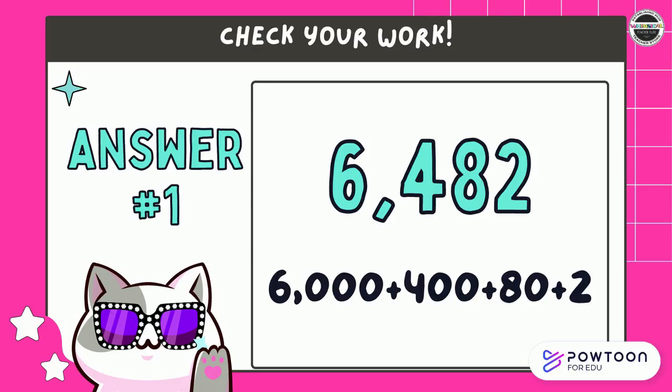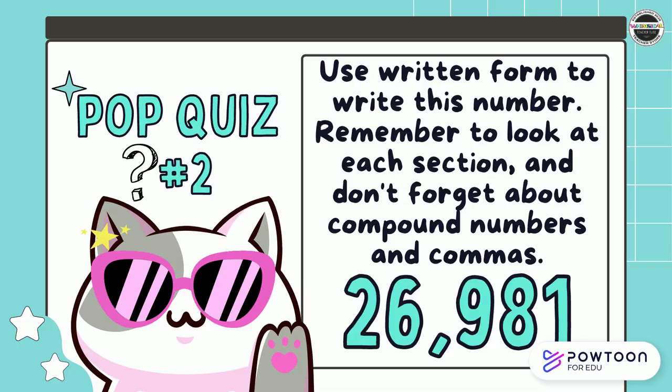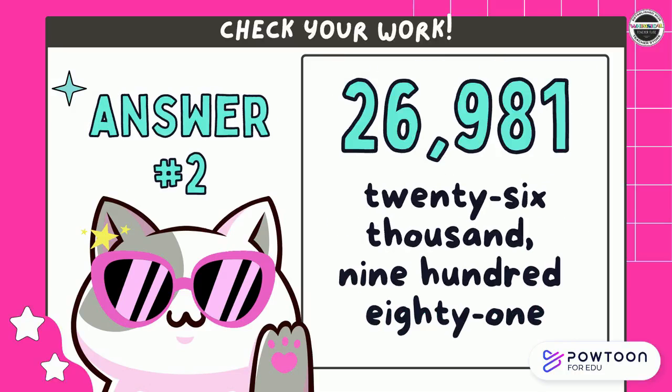Did you write 6,000 plus 400 plus 80 plus 2? Awesome job! Pop quiz question number 2. Use written form to write this number. Remember to look at each section and don't forget about compound numbers and commas. Pause the video until you're done because the answer is coming up. Answer number 2. Be sure to check your work.